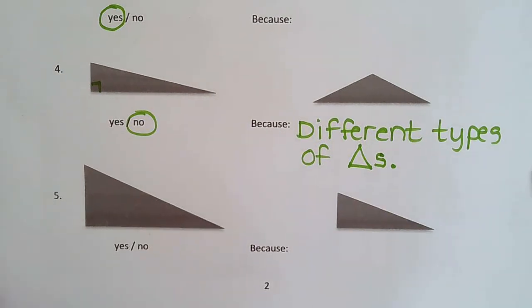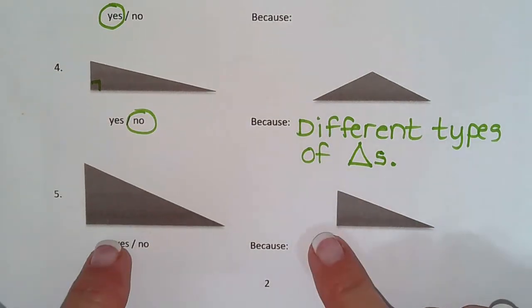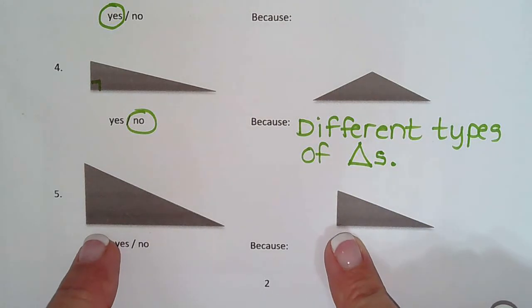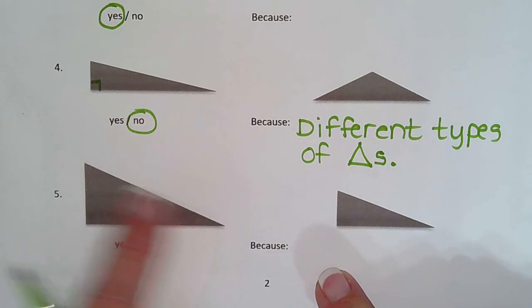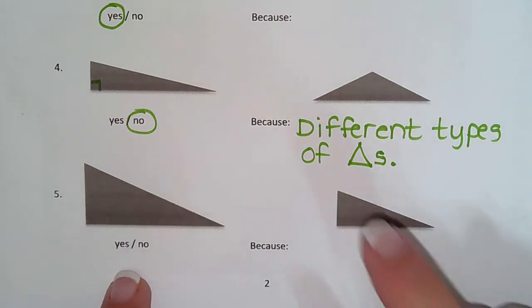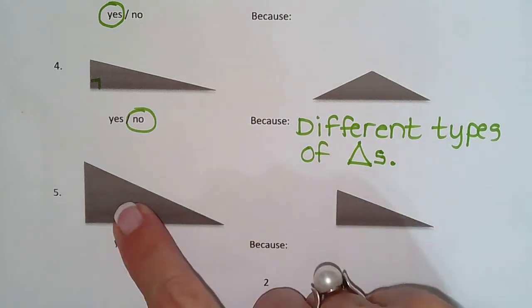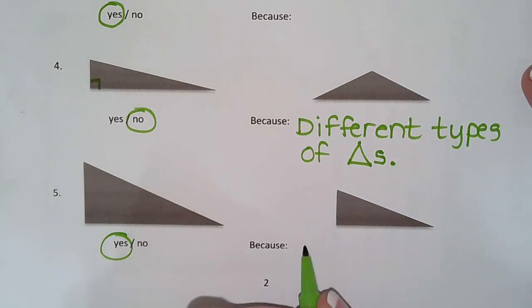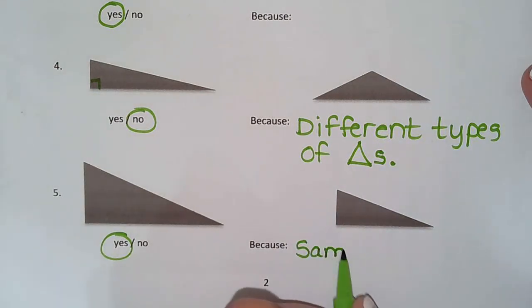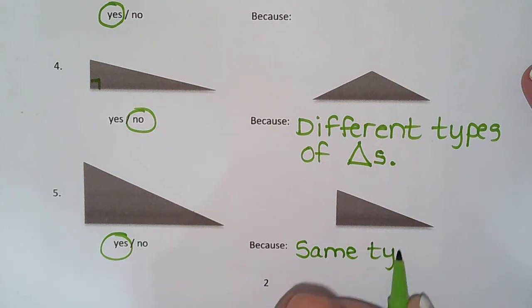So that's a no. Now we do have two triangles that do look to be right triangles, both of them. They both look to be scalene. So I would say, yes, this is a scaled down version of that one. So same type of triangle.